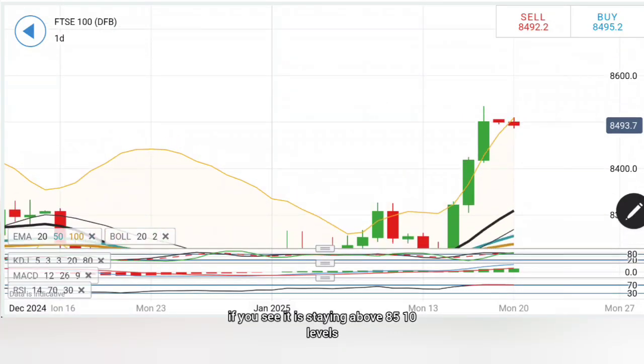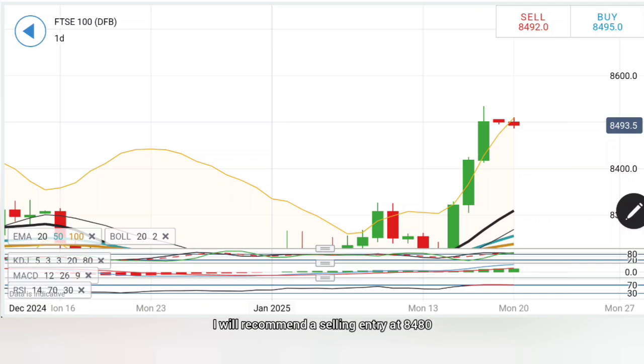If you see it is staying above 8510 levels, expect it to move towards 8525, and if that is taken, then you can just stay bullish for 8540, 8558, and 8570 levels. Beyond this, 8600 is a must. Chances for this appear to be less.